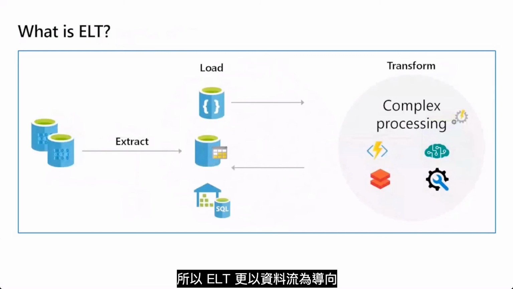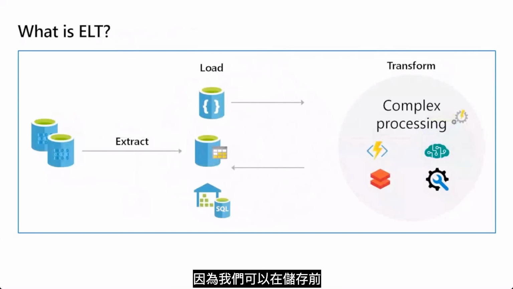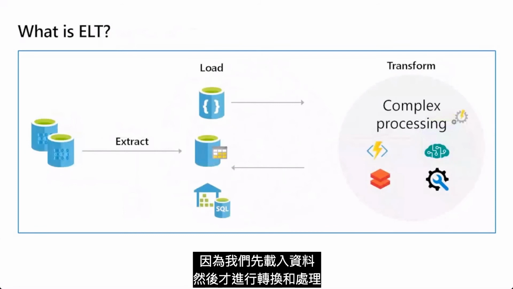So ELT is more stream oriented than ETL, because with ETL we can filter the data before it's stored, which is good for data privacy and compliance, as we can remove any sensitive data before we store it. However, with ELT, we can't do that because we load the data before we transform it and process it.